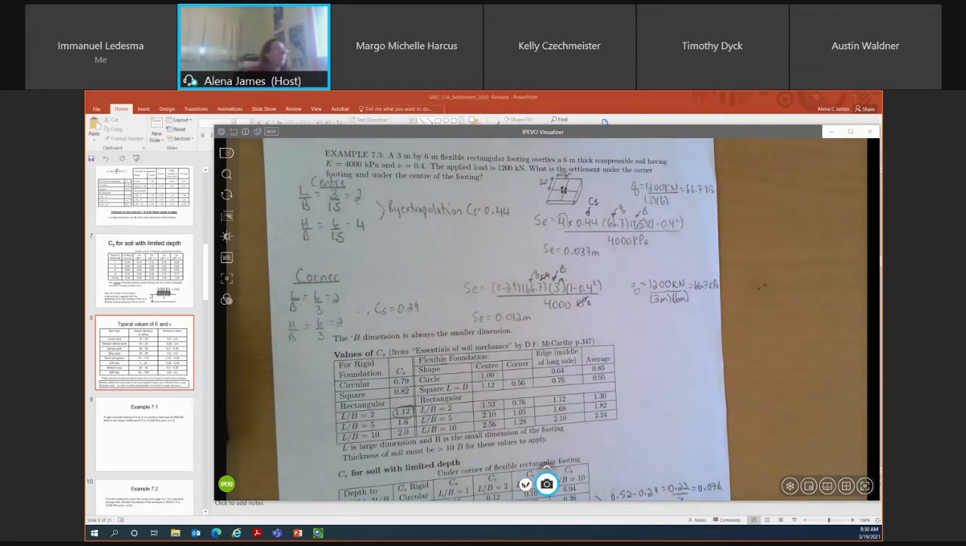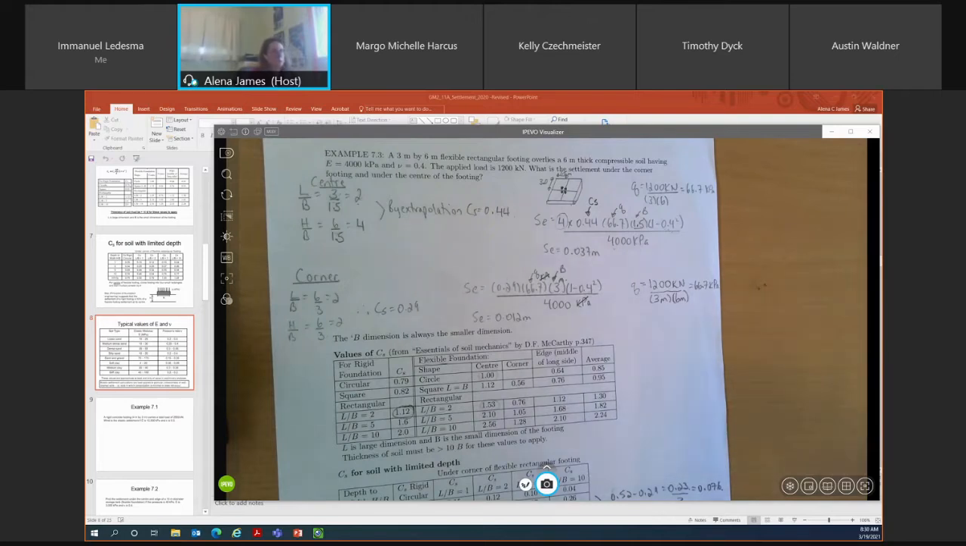So now I'm going to go work through the hardest one. This is example problem 7.3, or it'll be 11.3 in your notes. A 3 meter by 6 meter flexible rectangular footing overlies a 6 meter thick compressible soil having an elastic modulus of 4,000 kPa and a Poisson's ratio of 0.4. The applied load is 1,200 kilonewtons.